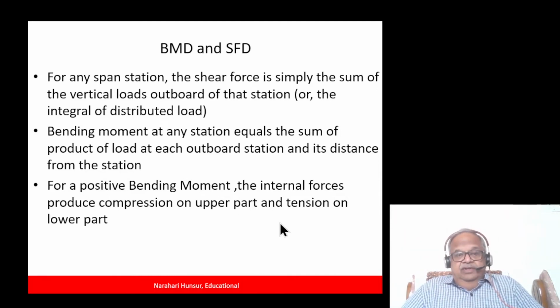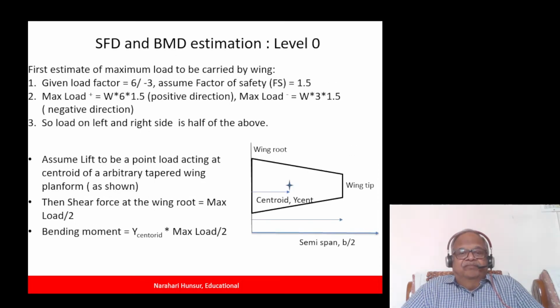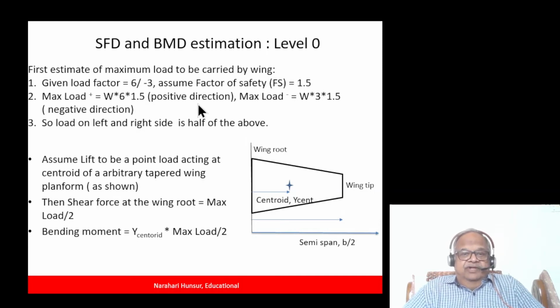For a positive bending moment, the internal forces produce compression on the upper part and tension on the lower part. This is, you can say, bending moment and SFD 101. So let's start with the crudest method possible, or what I call a level 0 estimate. The first estimate of maximum load to be carried, as I showed in the other diagram, is for a given load factor of 6 and a factor of safety of 1.5. The maximum load will be W, weight of the aircraft, not mass, weight of the aircraft, times 6 times 1.5 in the positive direction, that's the upward direction. And load in the negative direction is W times 3 times 1.5. So load on the left and right side of the wing is half of the above.